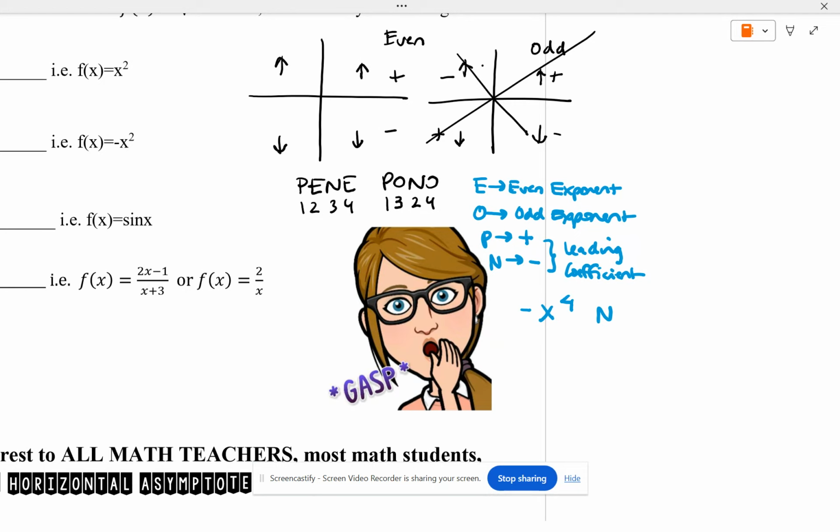What is the exponent? Even or odd? Even. So I'm going to go to NE. What quadrants am I terminating in? 3 and 4. So it looks like this.